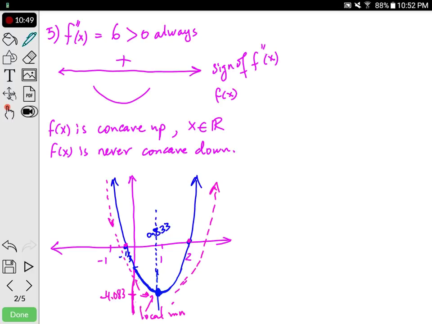Next, we'll do a cubic function and see a bit of differences, but again, same steps, 5 steps are needed.